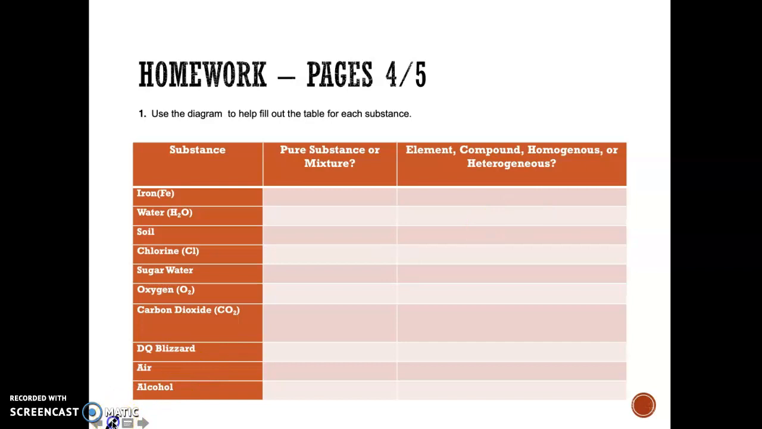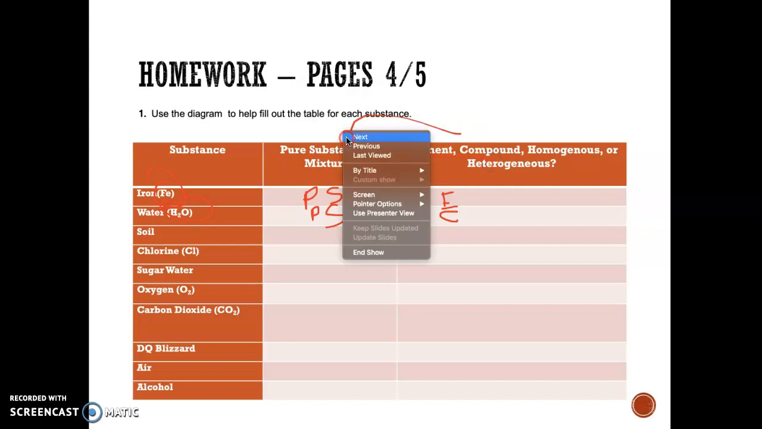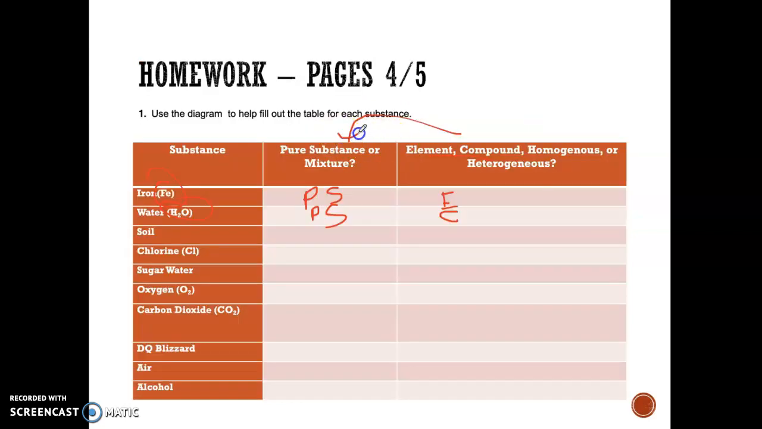So what I want you to do now is just complete the homework on the next 2 pages. And I know it looks like a lot, but we'll have a walkthrough posted tomorrow. So pure substance or mixture: iron is an element, which means it is going to be a pure substance, and it's just going to be an element. So feel free to abbreviate. Water, H2O, that's a compound, which is also a pure substance. You're just going through, looking at them and saying, is it an element, a compound, a pure substance, or a mixture? So these two are going to be my pure substances. And these things are going to be homogeneous or heterogeneous. These are going to be my mixtures.